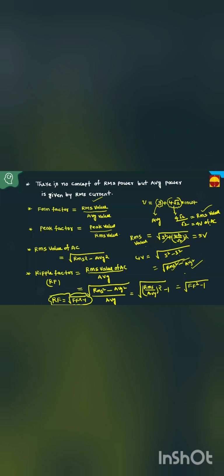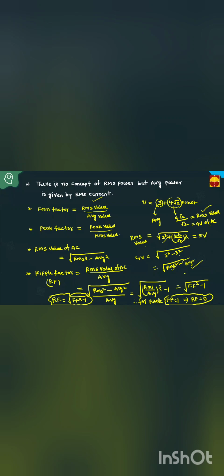Now I am asking one question. For pure DC, what is the form factor? Come on, for pure DC, I told you already. For pure DC, what is the form factor? Unity. If the form factor is unity for pure DC, then what is the ripple factor? 0. That means form factor and ripple factor decide the quality of the DC wave. This is very important. For pure DC, the form factor is unity, meaning there is no AC component in the DC. Ripples are 0.